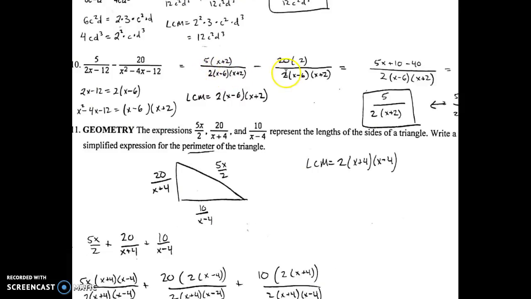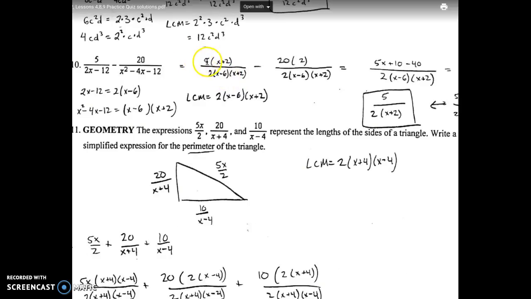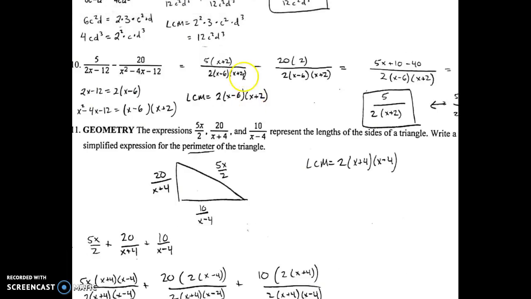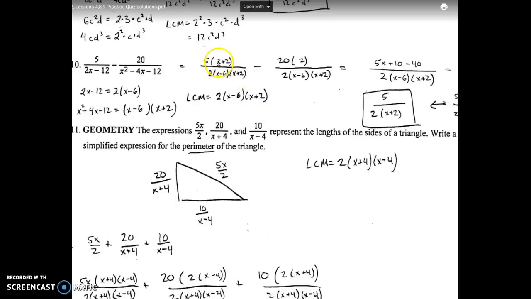Rewriting that common denominator for each of my fractions. Writing the original numerator, 5 and 20, and then leaving some space for the leftover stuff, or what was missing. The first denominator was missing the x plus 2, so we need to multiply by x plus 2 on top. The second fraction is just missing the 2, so we're going to multiply the 20 by 2.